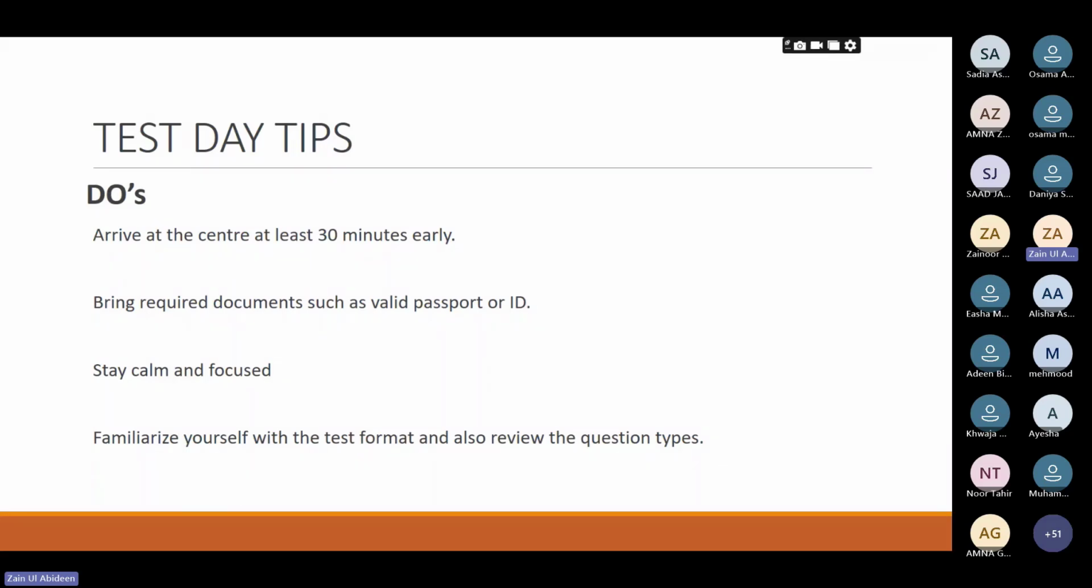Another tip of mine is that on the morning of the test day, before going into the test, familiarize yourself with the test format, so you know how the test is going to start and what kind of questions are going to come.